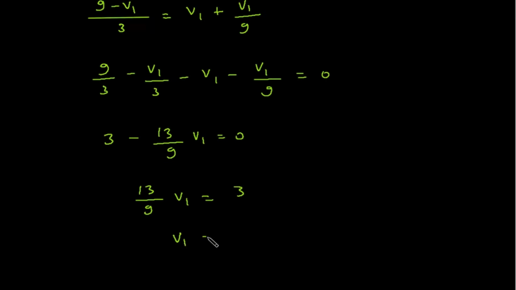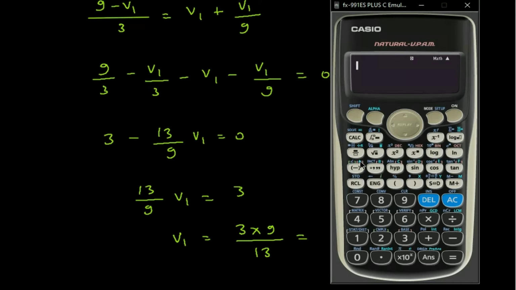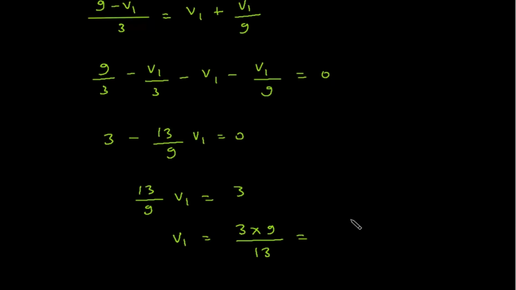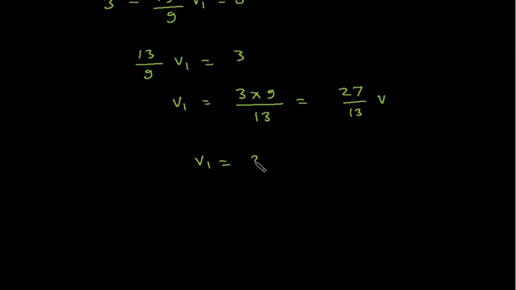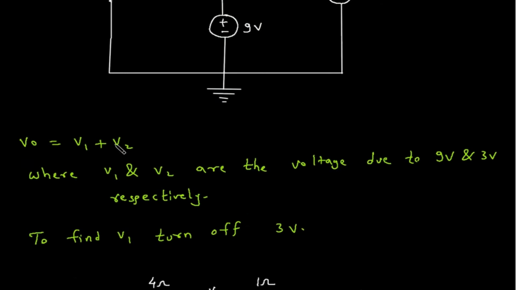So V1 is equal to 3 into 9 by 13, 27 by 13. V1 is equal to 27 by 13 volt. Next we have to find V2.